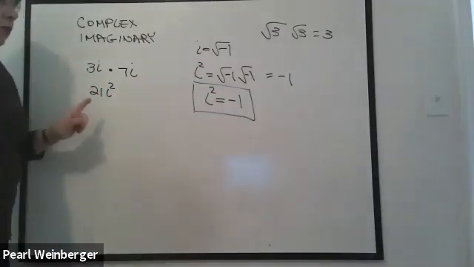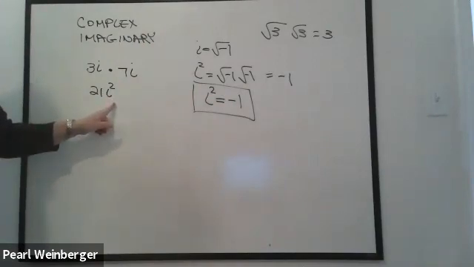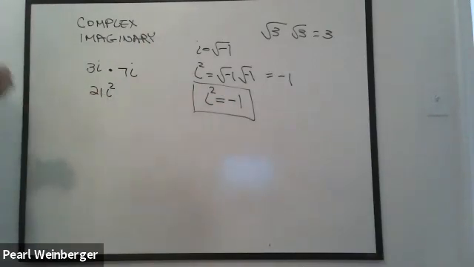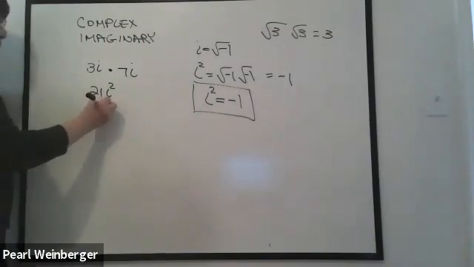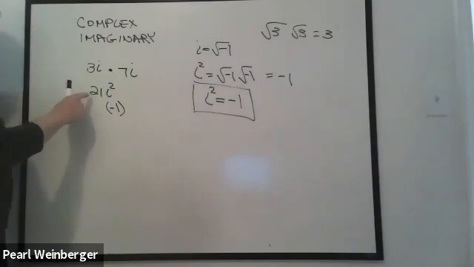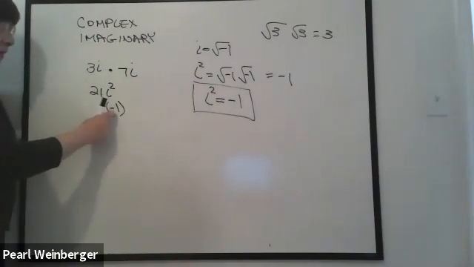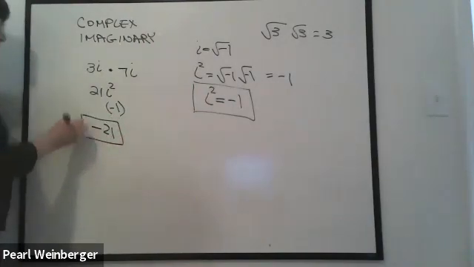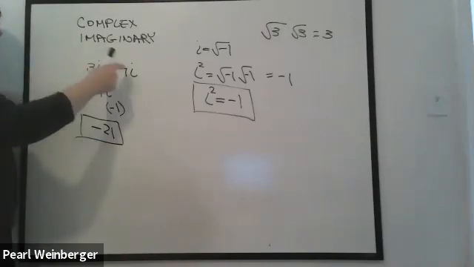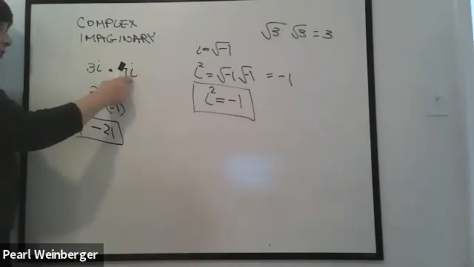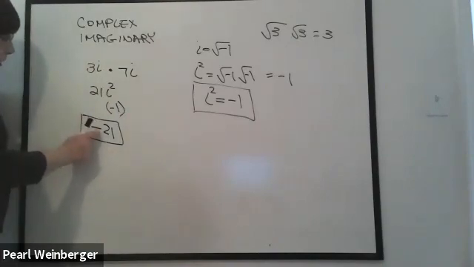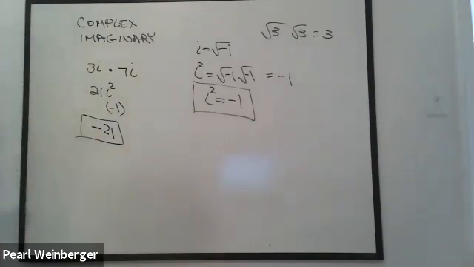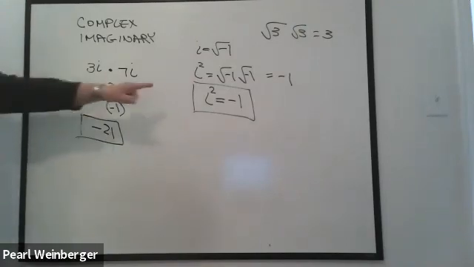So if I come up with an answer that says 21i squared, what I'm going to do is I see an i squared. Anytime I see an i squared, I'm going to replace it with a -1. So this means 21 times -1. So my answer over here would be -21. It is perfectly possible to multiply two imaginary numbers, and your answer is not an imaginary number. Your answer is a real number because a real number doesn't have any i's in it. Remember, every time you see an i squared, you're going to replace it with a -1.